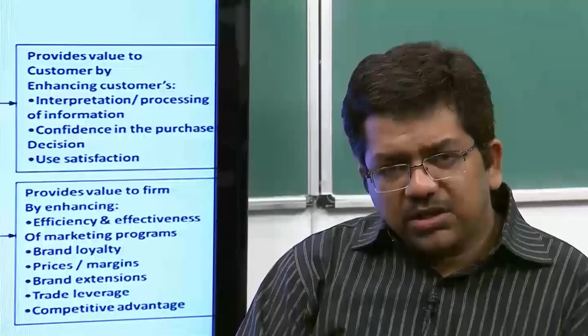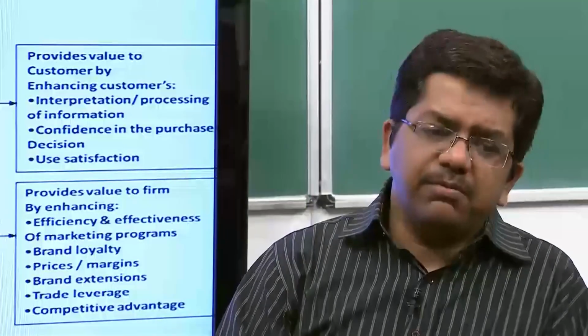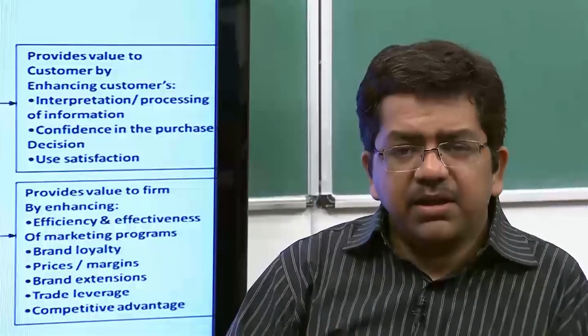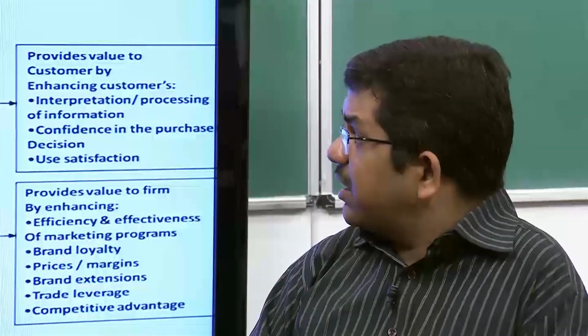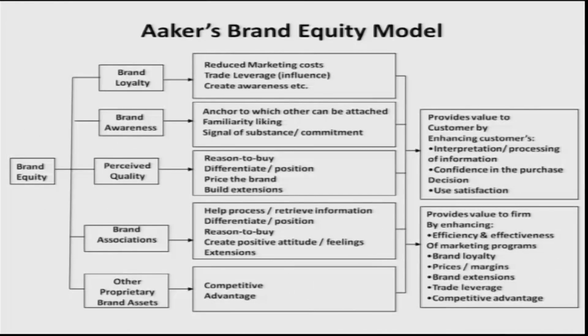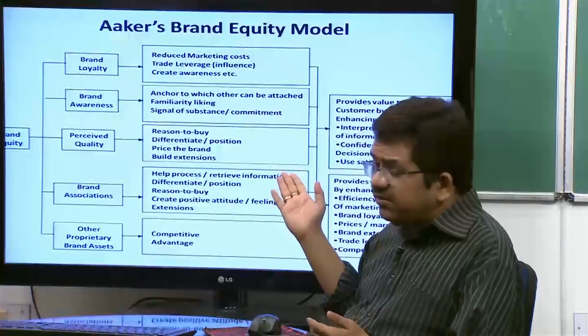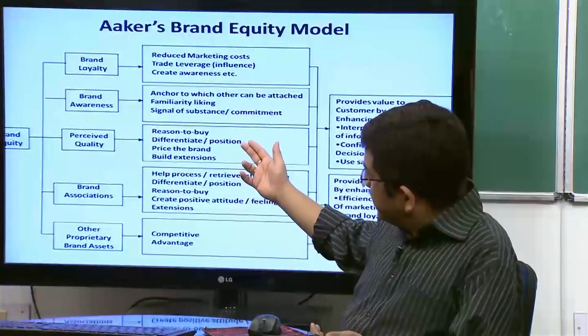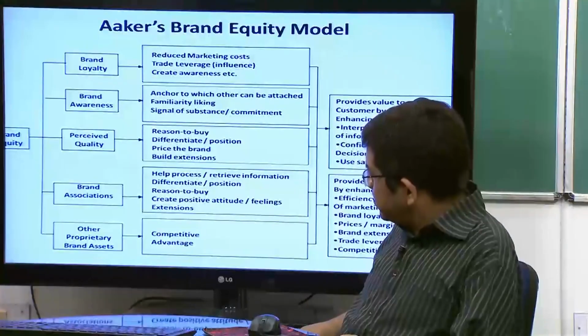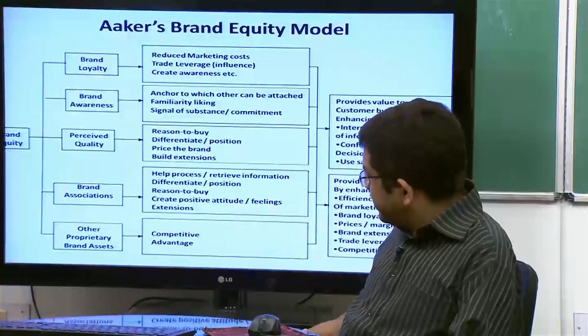Now I am coming to the third type of brand equity model, a famous model given by Professor and consultant David Aaker, that brand equity has 5 sources. So there are 5 sources of brand equity. These 5 sources are brand loyalty, brand awareness, which is why I was talking about brand awareness, perceived quality, brand associations and other proprietary brand assets.